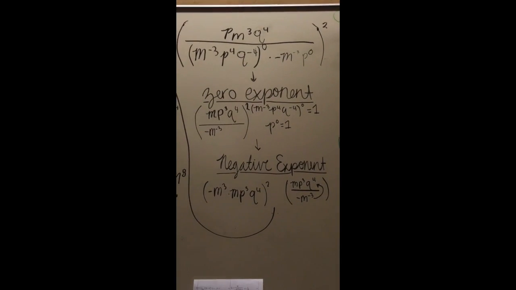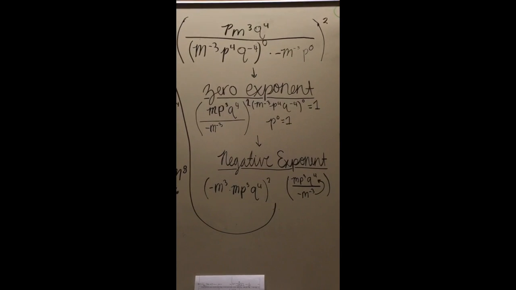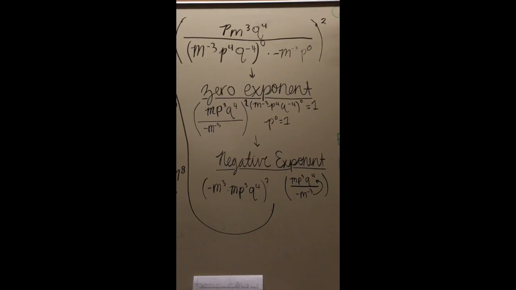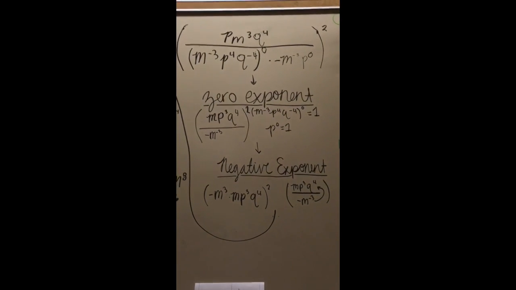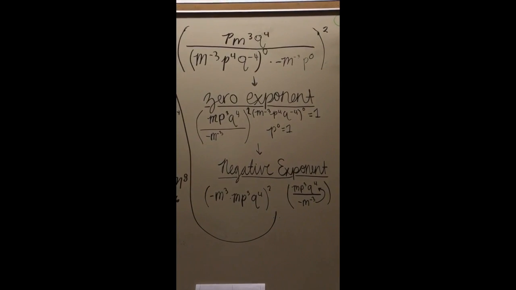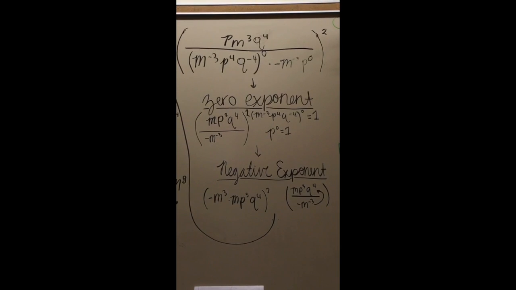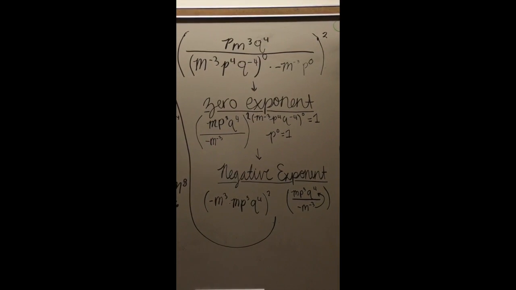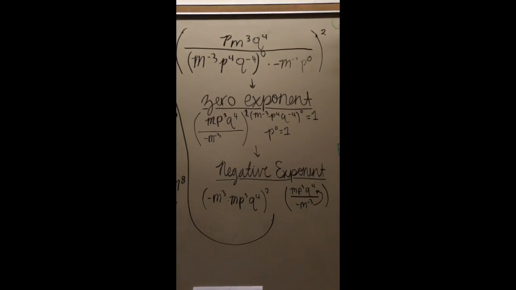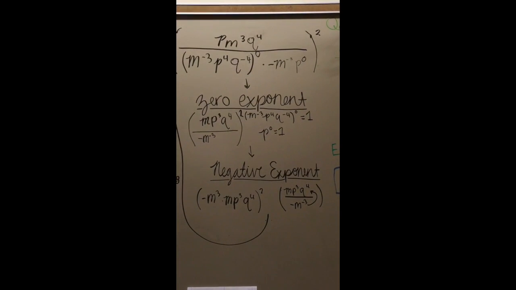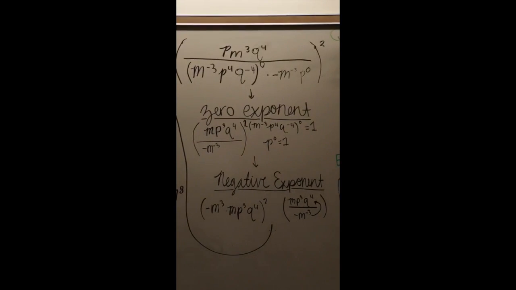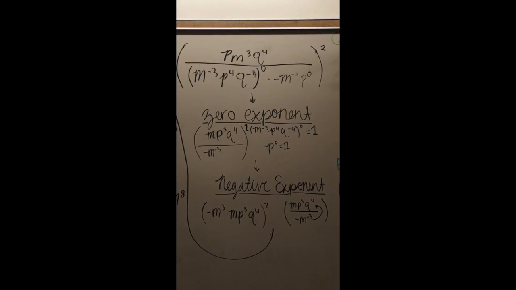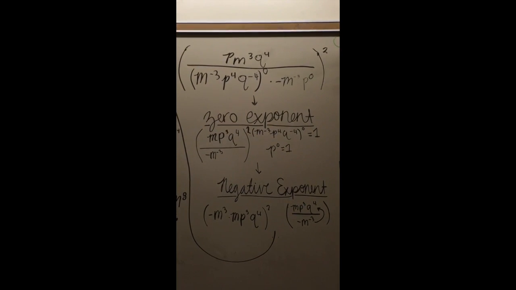Moving on, we use the negative exponent rule by using parentheses negative m to the 3 times m p to the 3, q to the 4, parentheses to the 2. Then we use the arrow in the equation next to it to show how we're going to move negative m to the negative 3 up to the m p to the 3, q to the 4 in parentheses.